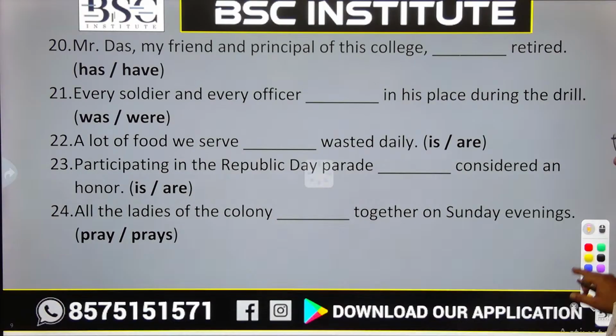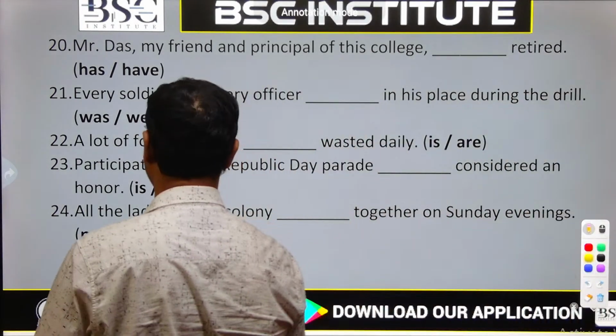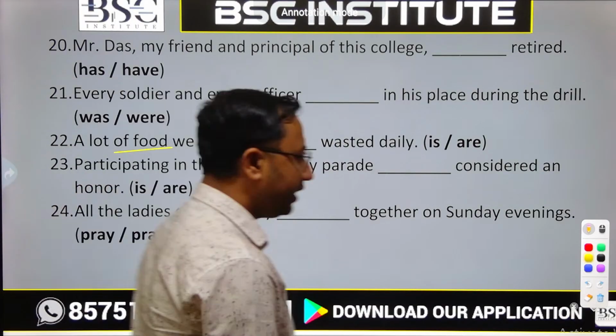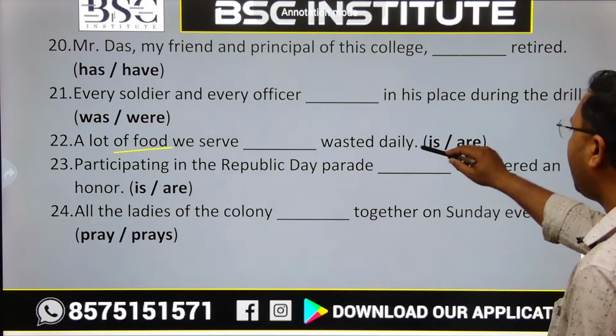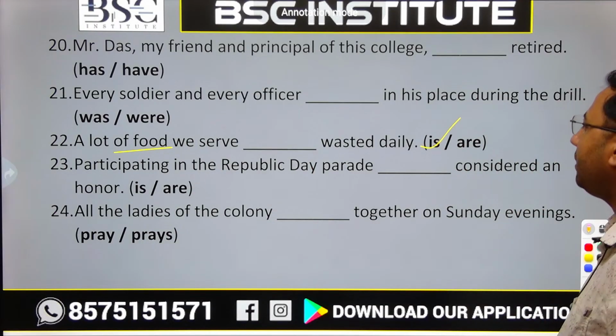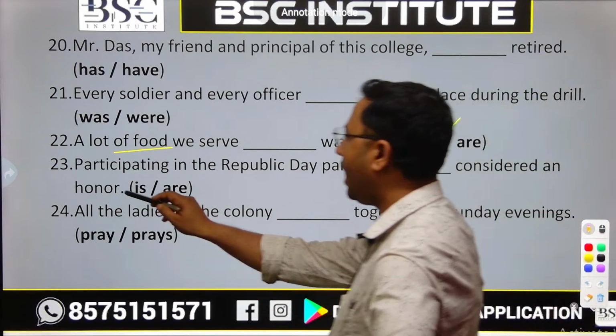A lot of food we serve dash wasted daily. A lot of food, so food is uncountable. So if it is uncountable, I have to use a singular verb, that is is. Next, participating in the Republic Day Parade dash considered an honor. So is considered, not are considered.